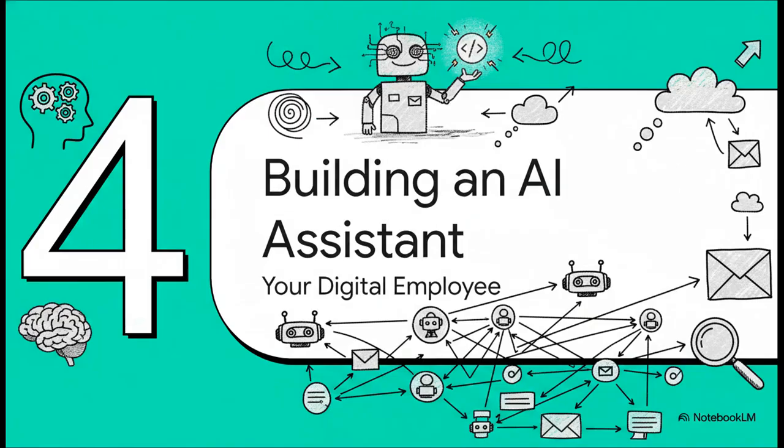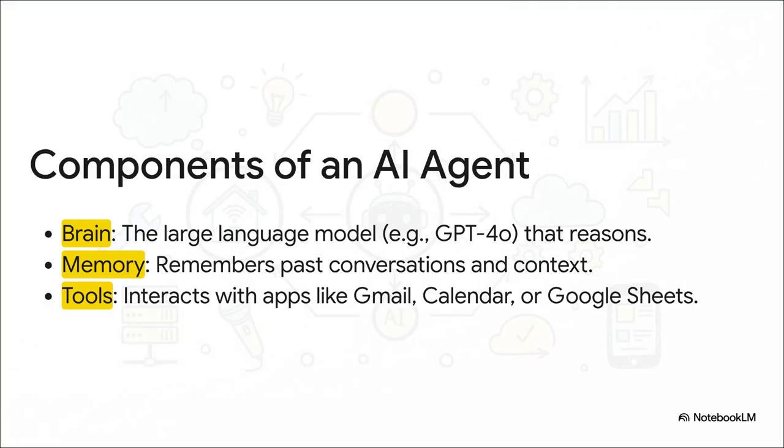Okay, so we've seen automations that follow a strict set of rules and even ones that can make simple decisions. Now, it's time for the main event, building a true AI assistant. A dynamic, flexible agent that can actually reason on its own. So what's the secret sauce? What actually makes up one of these AI agents? Well, at its heart, it has these three key parts.